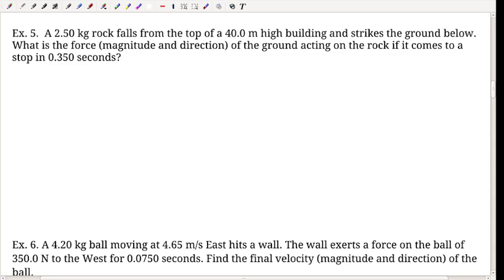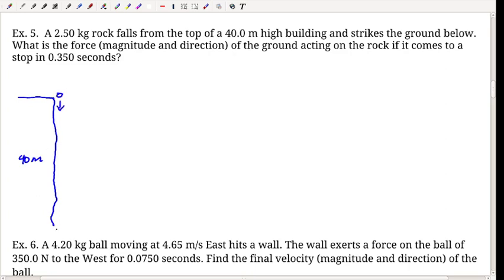What is the force, magnitude, and direction of the ground acting on the rock if it comes to a stop in 0.350 seconds? So what's going on here? Again, thinking back to kinematics, I'm at the top of a really tall building, 40 meters. And my rock is going to fall downward.